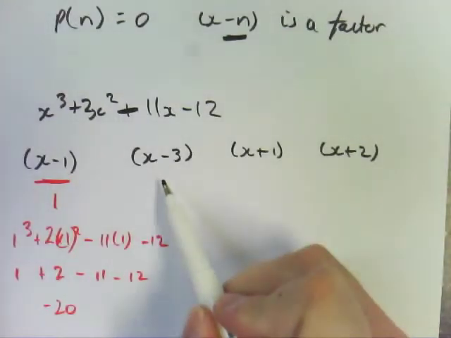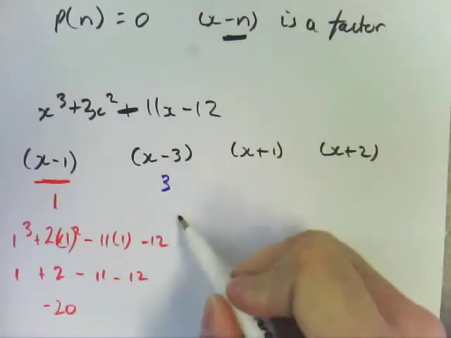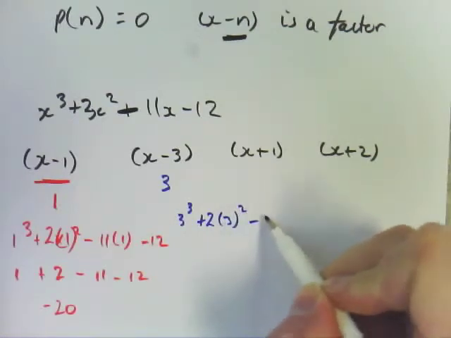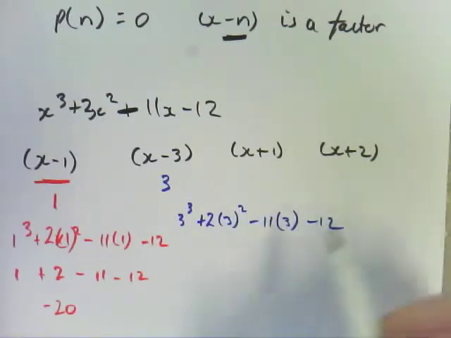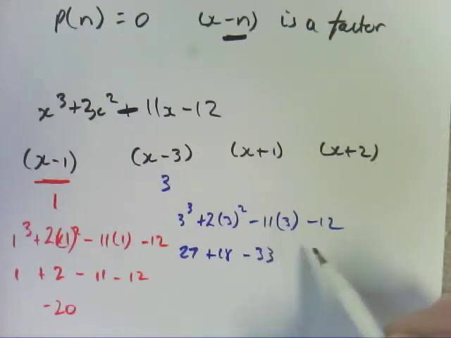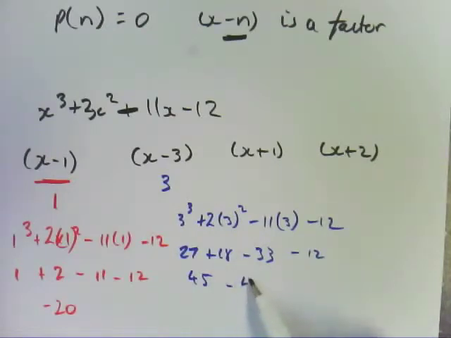Okay, so let's grab another colour. What am I substituting in? 3. So I substitute in 3. So 3 cubed plus 2 times 3 squared minus 11 times 3 minus 12. 3 cubed is 27. 3 squared is 9 times 2 is 18. 11 threes are 33 and another 12. So if we've got 27 and 18, that's 45. 33 plus 12 is 45, so we get a 0. So is x minus 3 a factor? Yes. Okay, see how that works. Now I'm not going to do the other two. You guys can do them on your own.